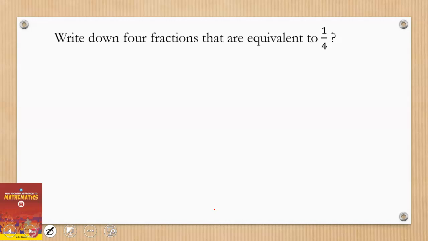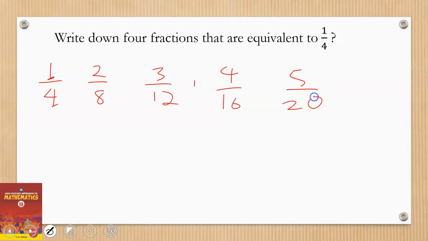Now, a question here for you. Write down 4 fractions that are equivalent to 1 over 4. So we can just choose any number to multiply 1 over 4. I can write 2 over 8. I can write 3 over 12. That means multiplying here by 3, here by 3. Multiplying by 4, the top will be 4 and the bottom 16. I can also write by 5, so 5 over 20. So all these are equivalent fractions of the fraction 1/4. Good.